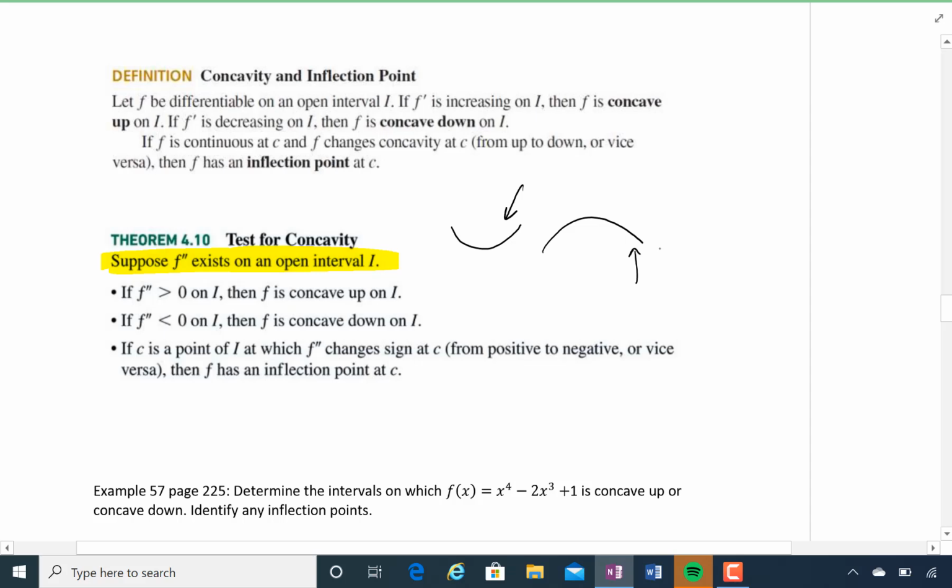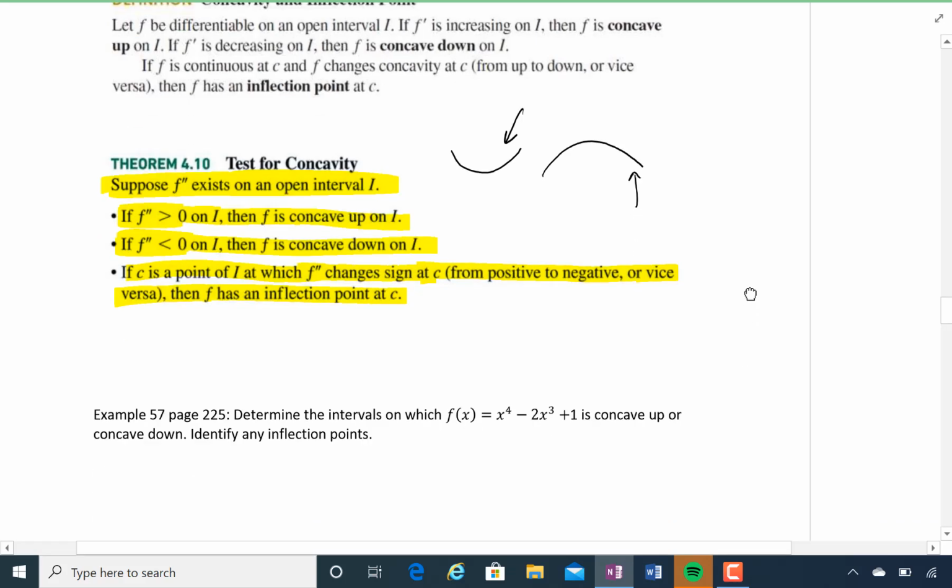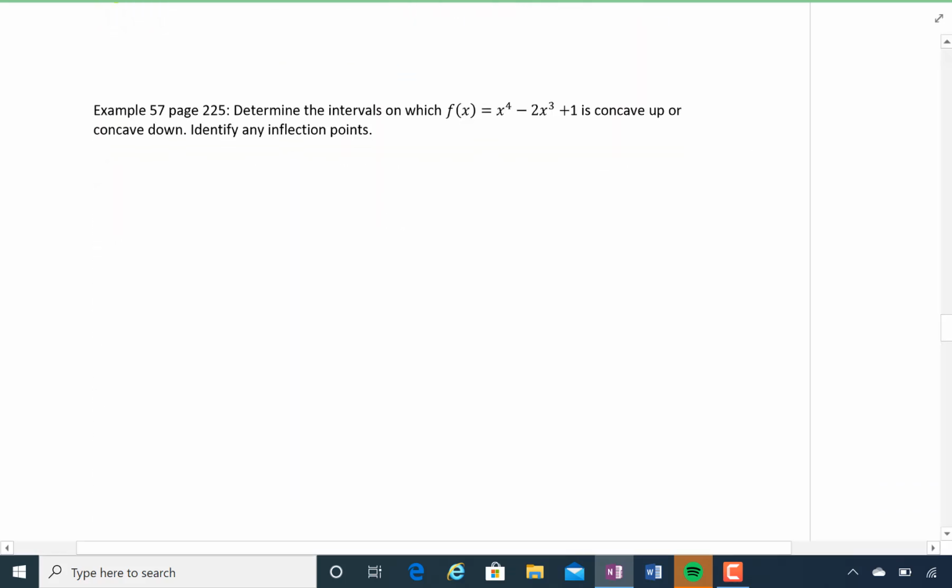Suppose f double prime exists on an open interval I. If the second derivative of f is positive on I, then f is concave up on I. If the second derivative is less than 0 on I, then f is concave down. If c is a point on I at which f double prime changes sign from positive to negative or vice versa, then f has an inflection point. So let's discuss this example.